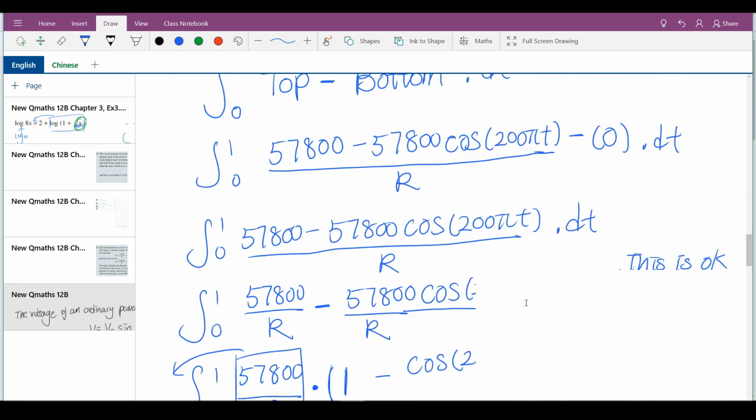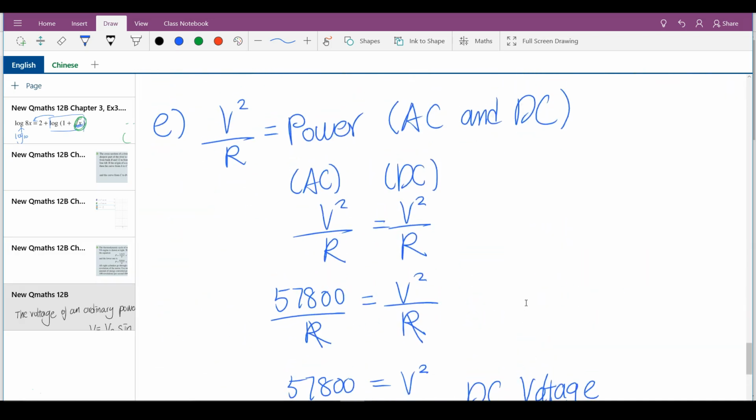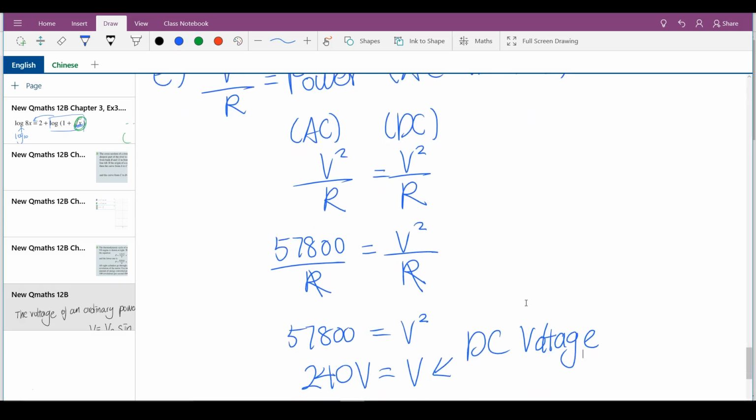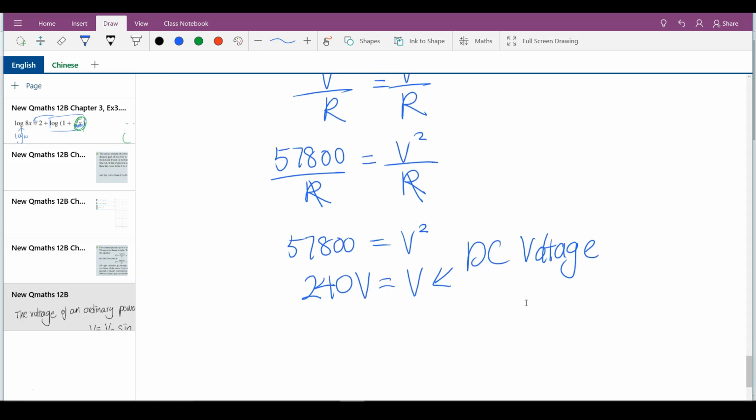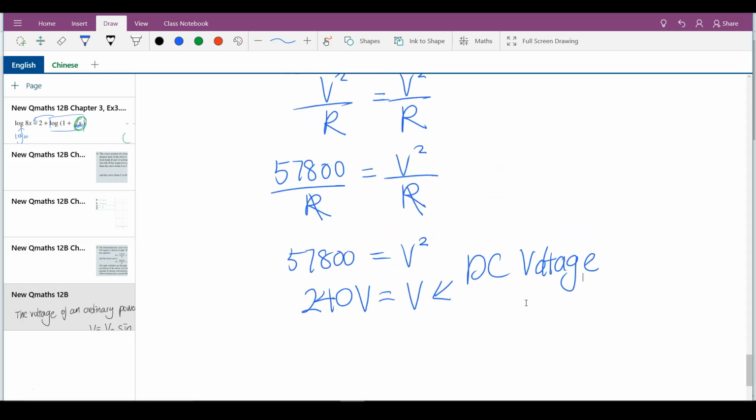And so we can come back all the way down here to write out this. So V squared over R is equal to power, both AC and DC. So we put them there, both AC and DC. And we already got the average power of the AC type of voltage over 1 second, right? Which is 57,800 over R. And we just did a little bit of algebra to get V along. And there you go. That V we found at the end will be the DC voltage, equivalent to a V0 of 340 volts AC voltage.